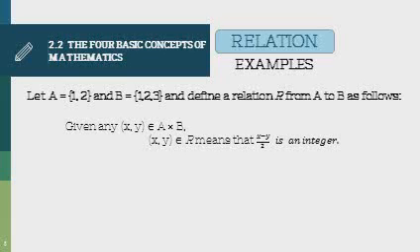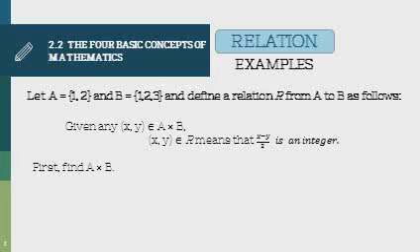Let A equals {1, 2}, that is the elements of set A, and the elements of set B are {1, 2, 3}. Define a relation R from A to B as follows. Given any (x, y) that is an element of A times B, (x, y) is an element of R means that (x minus y) over 2 is an integer. So that is the situation. Okay.